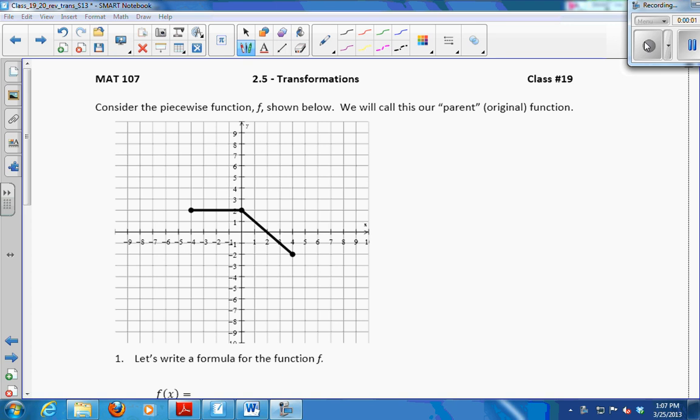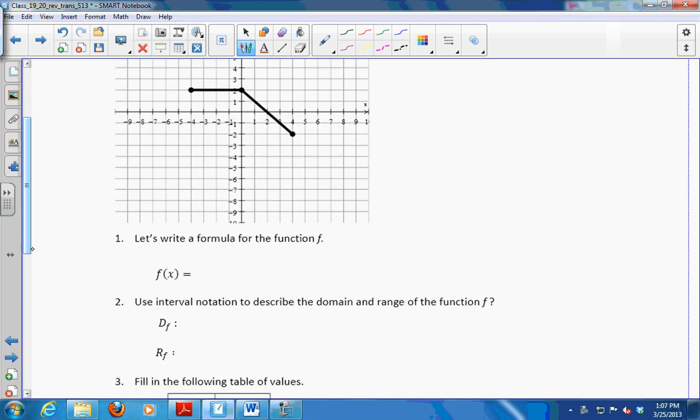This is a piecewise defined function, and it's piecewise because its graph is in two distinct pieces, right? It's going to have two different formulas, one for each piece. So let's write a formula for this function. Okay. So when we have a piecewise function, you write the formula by putting f of x equals in a big curly bracket, and then we're going to write our two formulas.